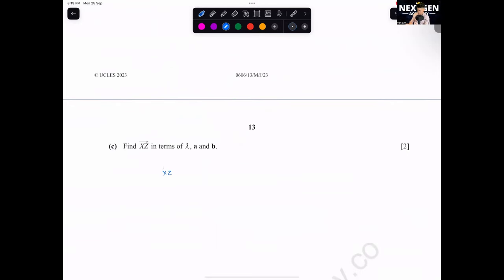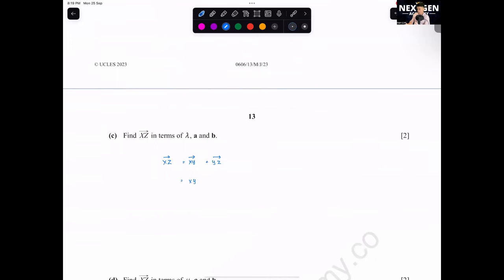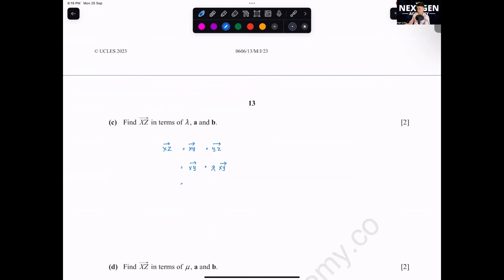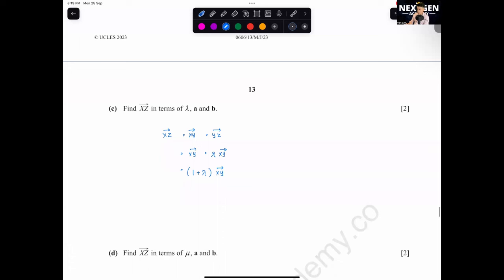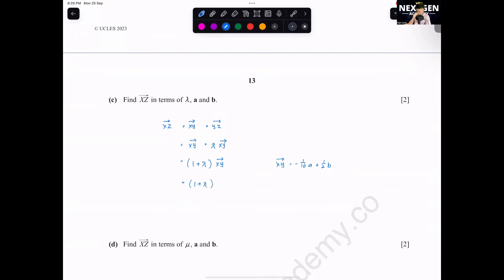So what I will use, XZ is XY plus YZ. What is YZ? They gave us in the question, and we want it in terms of lambda. So this will be lambda XY. Because both have XY, we can factorize out the XY first, so I'll write it as 1 plus lambda XY. If you don't want to do this, you can also slowly open up the bracket. XY, based on the previous one that we found just now, is negative 1 over 10A plus 1 over 2B. So here will be 1 plus lambda times negative 1 over 10A plus 1 over 2B. You can open up the bracket here too, but I'll just leave it here for now.